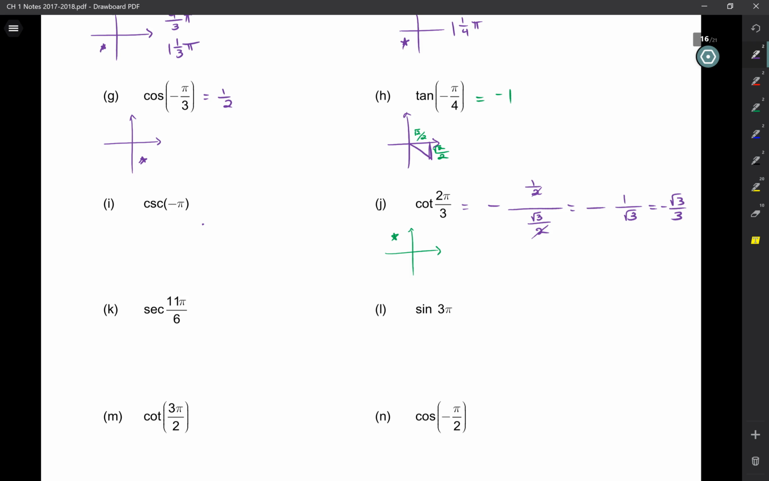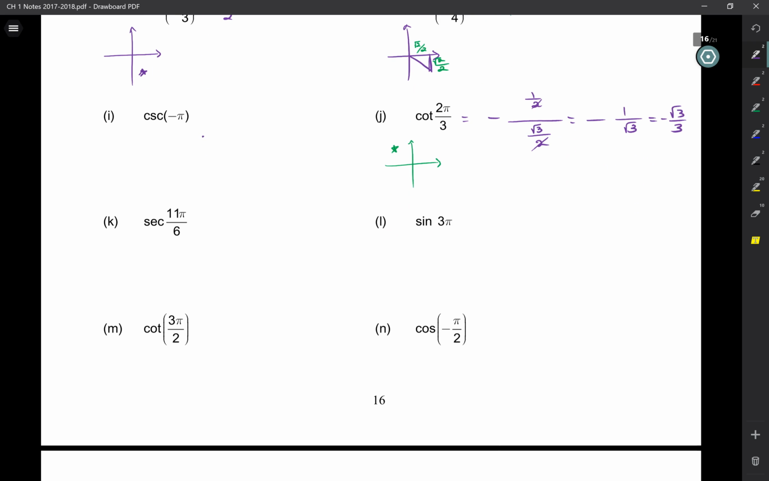Okay? Yes. Right. Yes. I thought negative 1 over root 3 is the tangent, and the tangent would be root 3. The tangent of this is root 3.